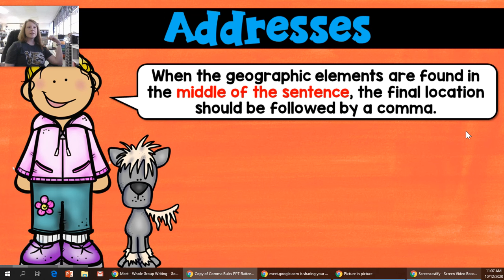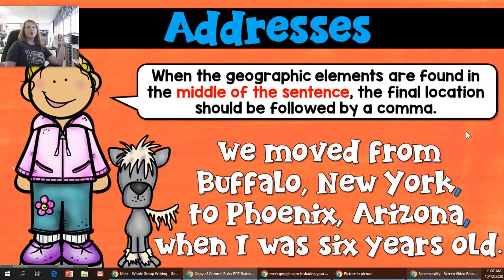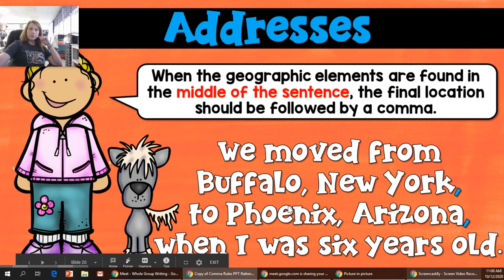Okay, when the geographic elements are found in the middle of a sentence, the final location should be followed by a comma. Okay, so here's the sentence. We moved from Buffalo, New York, to Phoenix, Arizona, when I was 6 years old. Of course we have a comma between the city of Buffalo and the state New York, comma, to Phoenix, that's the city, comma, state, Arizona, comma. So it's in the middle of a sentence. That's why there's those commas right there, those blue ones.